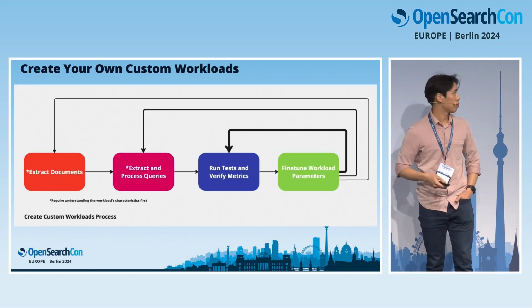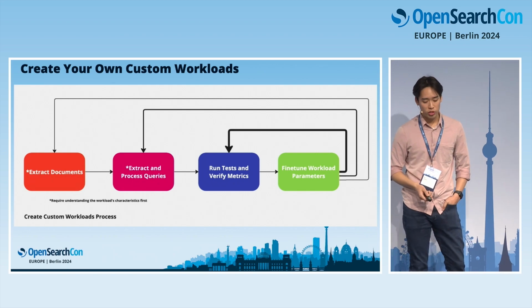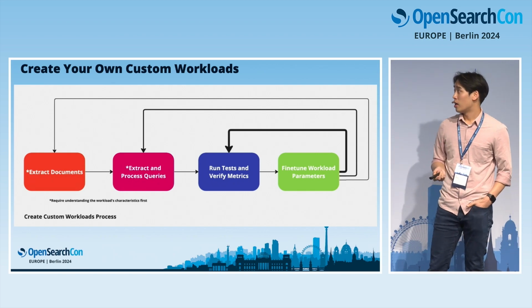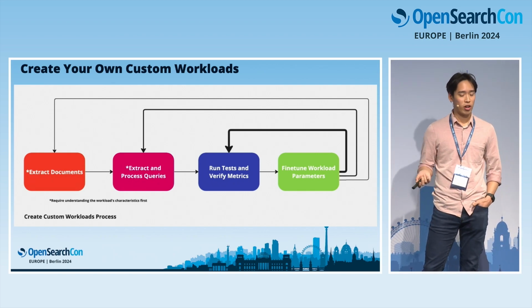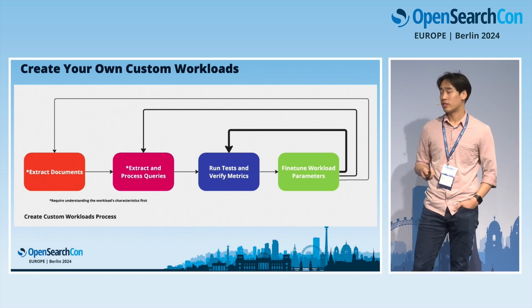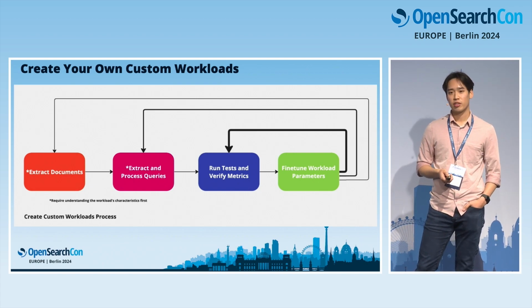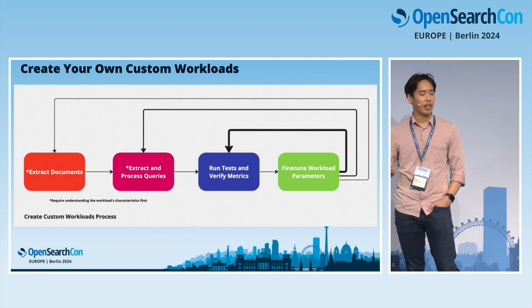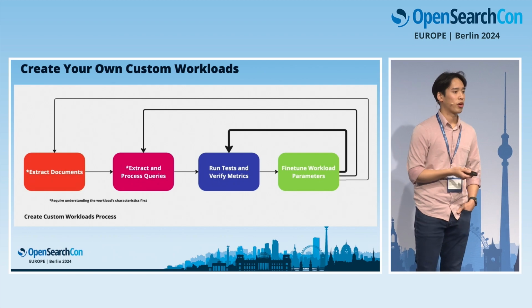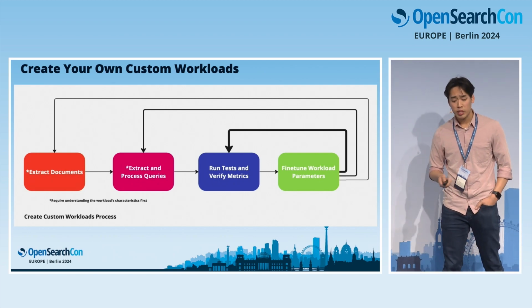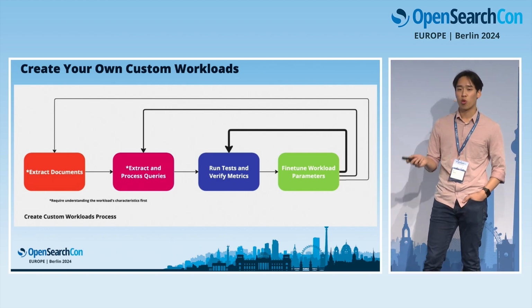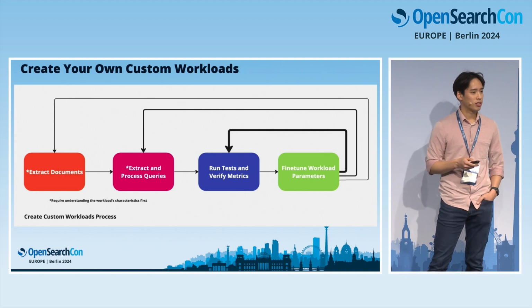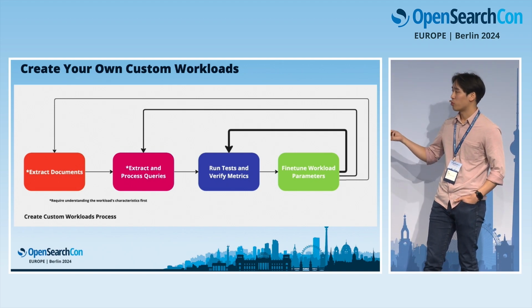So overall, we have this process for building custom workloads, which is first extracting the documents and the queries based off the workload characteristics, then running the test iteratively and comparing metrics. And if they don't match, go back to the workload parameters, change that up, run the test to see how the subsequent tests compare to the production workloads. And sometimes you might have to go backwards and extract more queries or extract more documents, but this is essentially the cycle that we've developed.